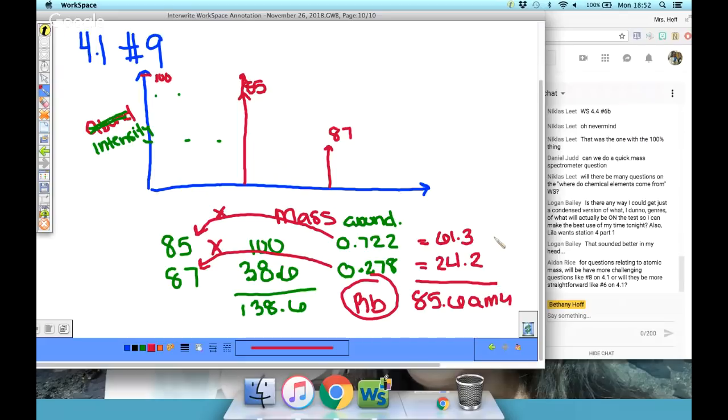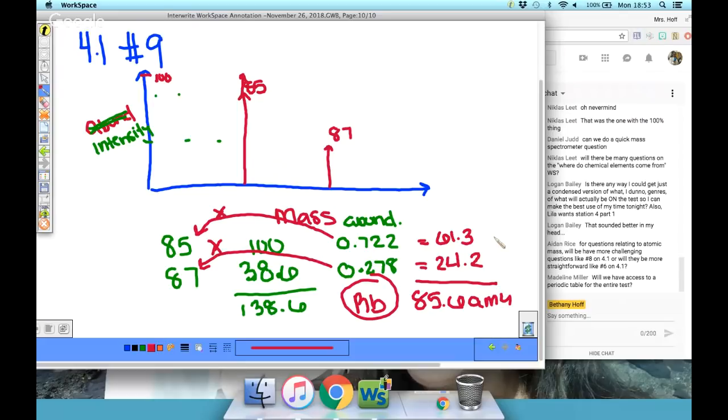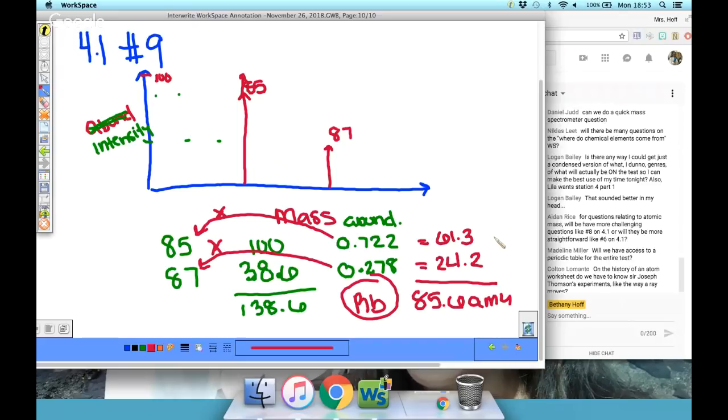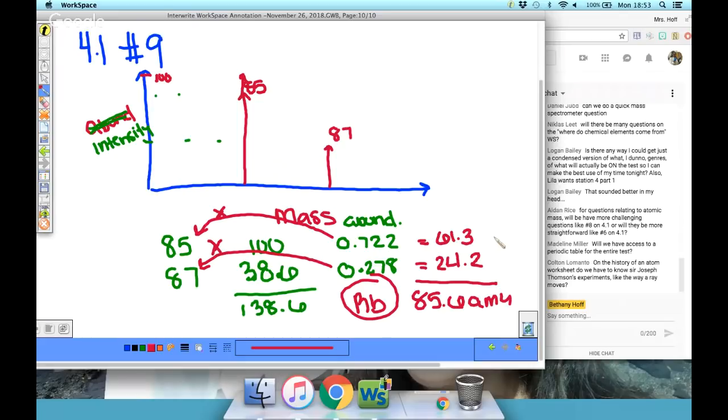For a question relating to atomic mass, we'll be having more challenging ones like number 8 on 1.1, or they may be more straightforward like number 6. I haven't looked at the test since before break, because I wrote the test over 2 weeks ago. I want to say that they're more straightforward like number 6, but you might have something like number 8. I would just know how to do those. Again, I don't have the test right in front of me because I left all my stuff at home, but I would know how to do those.